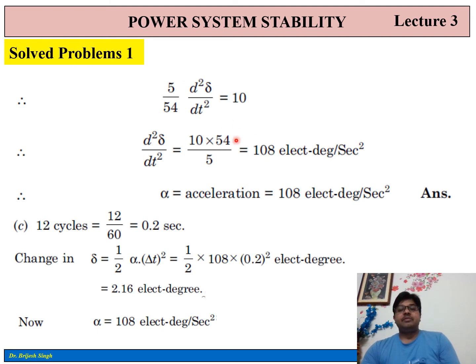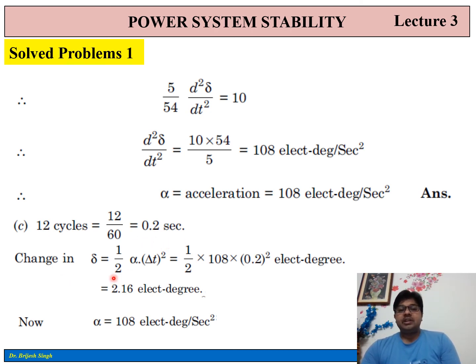So now if we put here d2 delta upon dt square, the total value is 108 electrical degree per second square. That is, alpha, the acceleration, is 108 electrical degree per second square. Now the third part, for the 12 cycle, 12 upon 60 means time will be 0.2 second.